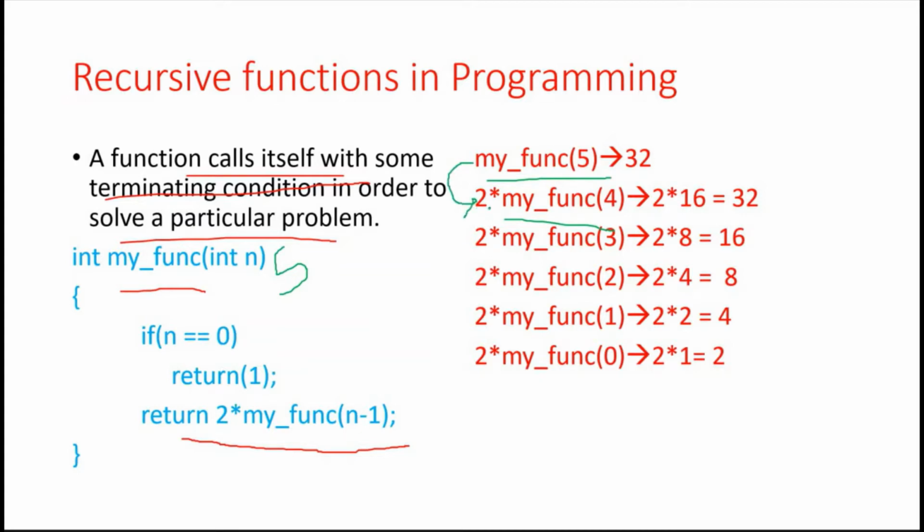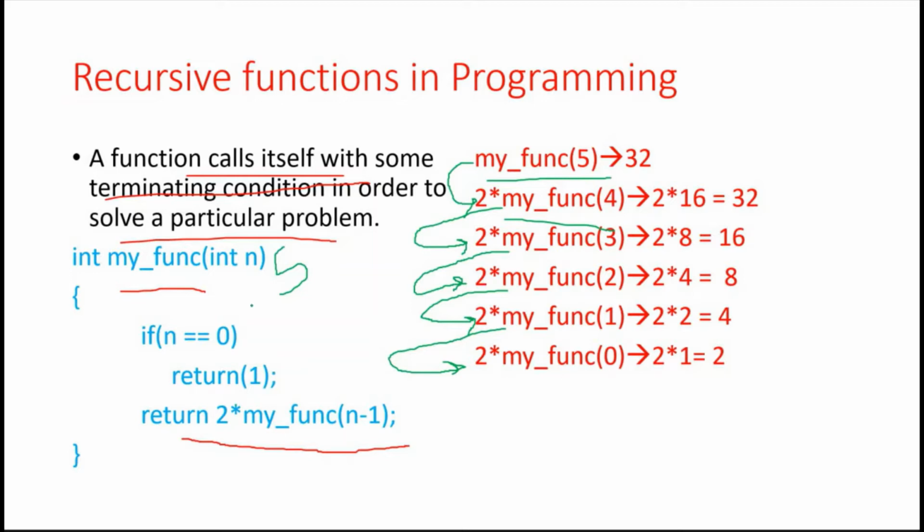We can call this. Okay, and here myfunc(4) will be called, and when we call myfunc, it will return 2 into myfunc(3), and myfunc(3) will be called, and it will return 2 into myfunc(2), and myfunc(2) will be called, and it will return 2 into myfunc(1), and myfunc(1) will be called, and it will return 2 into myfunc(0).